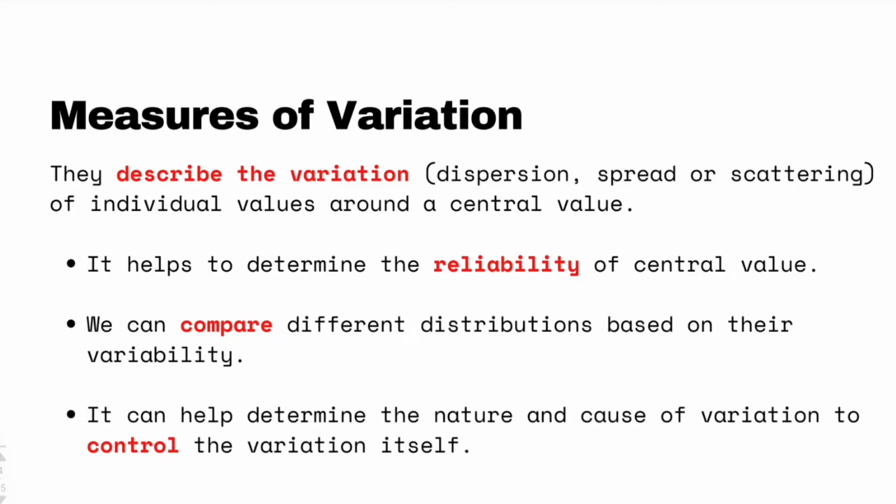So what is variation? What do you mean by the term variation in data? It means your data is changing, it is varying. So what is it actually? The measures of variation are quantities that can be used to describe the variation, that is the dispersion or spread or scattering of individual values around a central value.